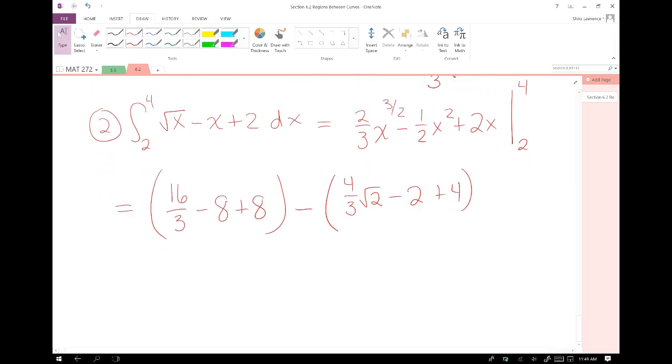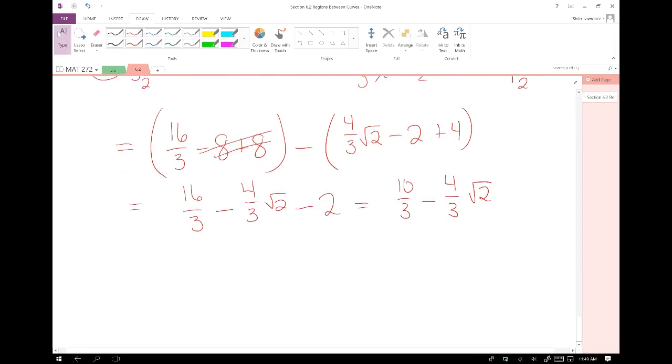And we'll clean this up as much as we possibly can. Those guys will cancel. We've got -2 and +4 is going to end up being a +2, but then we're subtracting it. So -2, which is, if we get it in terms of thirds, that's 6/3. So 16/3 minus 6/3 is 10/3. So that's the area for our second part of our region.